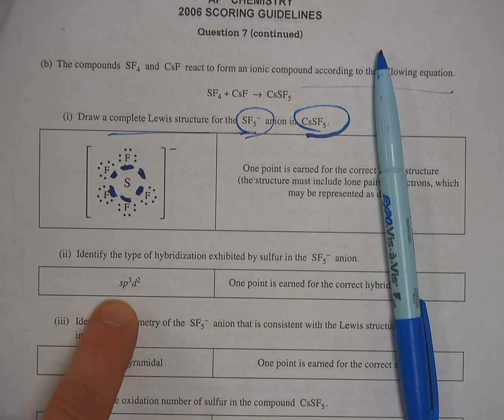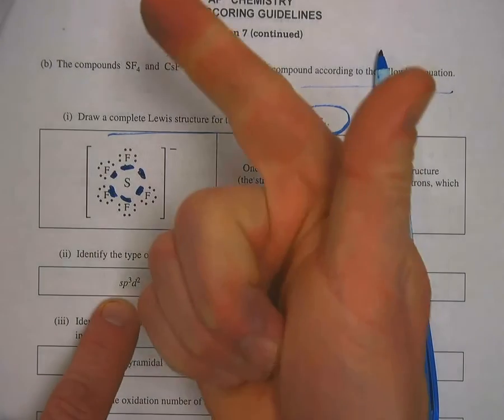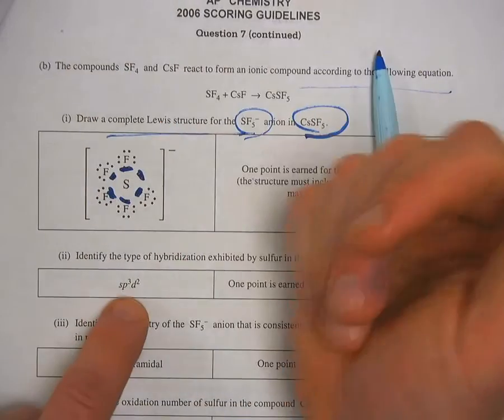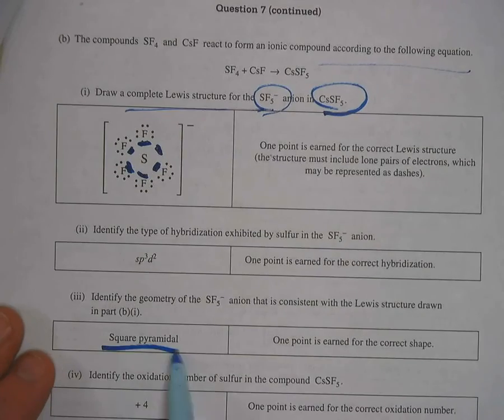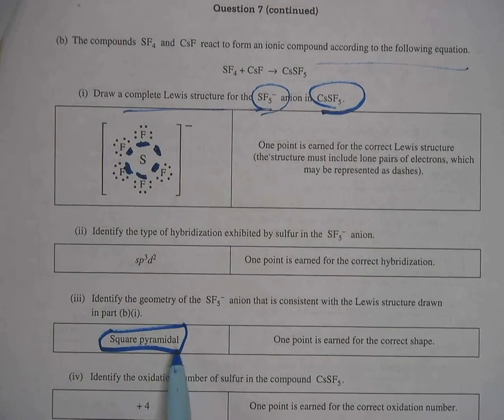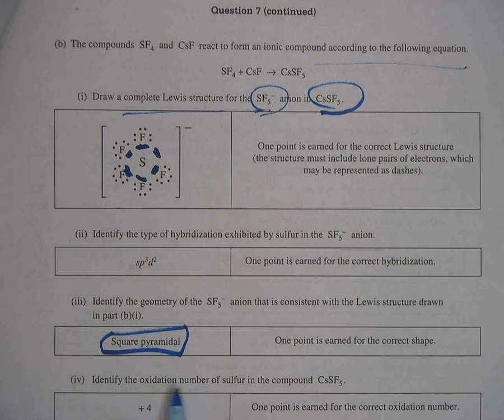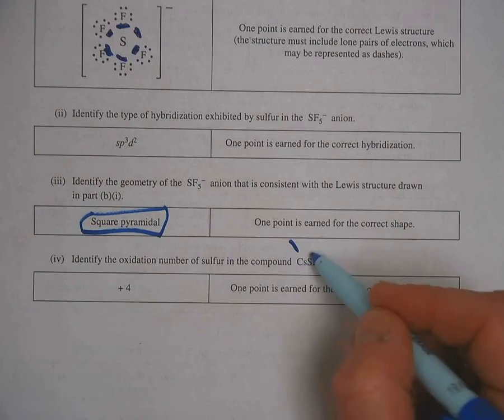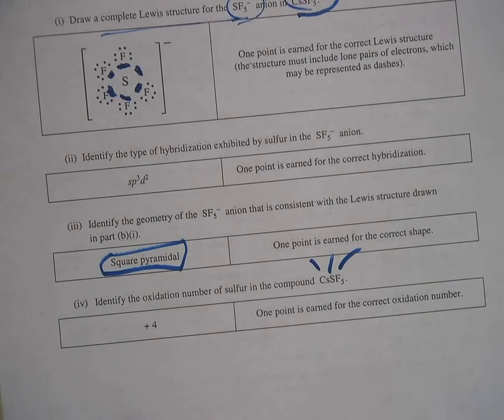Count them all for the hybridization: s, p, p, p, d, d, sp3d2 hybridization. What's the geometry? You've got to know it cold. Square pyramidal. Oxidation number of sulfur: now you've got to go through some chapter 4 stuff, and you find out that sulfur's is +4.